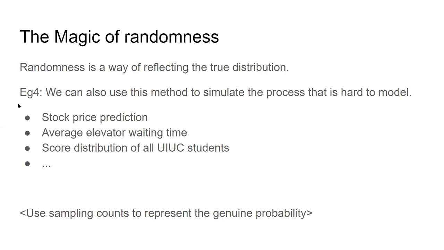Apart from that, the fourth example shows that we can use random sampling to simulate processes that are really hard to model in our daily life. For example, we can predict stock prices, and we can use sampling to model the average elevator waiting time. If you are interested, you can also study the score distribution of all the UIUC students. They are really powerful. Apart from using the real models, you can use random sampling to get those numbers or distributions for your process or interests. To conclude this part, we can always use sampling counts to represent the genuine probabilities.